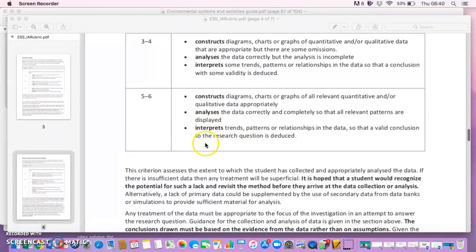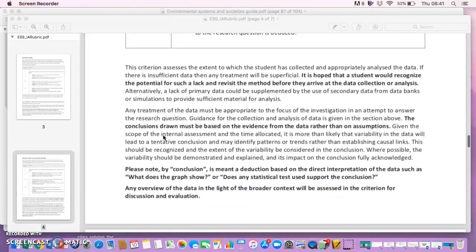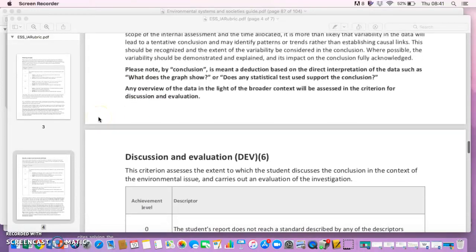Then we're looking for interpretation. So what are the trends, patterns? What does it all mean? Okay, and how can we make conclusions about the data that we're looking at? You'll see there's actually a lot more information within each section, so I would like you to read through this on your own.